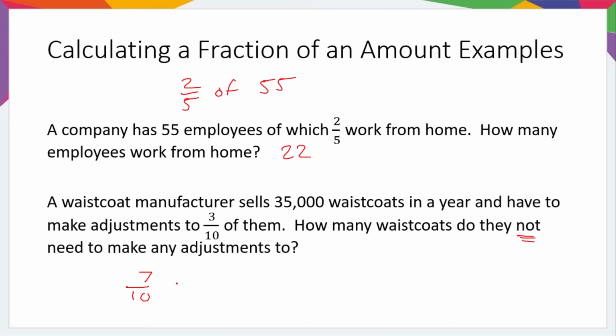So basically we need to work out what 7/10 of 35,000 is. It's probably acceptable to use a calculator here. Although we can do the 35,000 divided by 10 in our heads, multiplying by 7 we'll definitely need a calculator, I think, in which case you might as well use a calculator for the whole thing. So the calculation is 35,000 divided by the number on the bottom multiplied by the number on the top, and that comes to a total of 24,500 waistcoats.